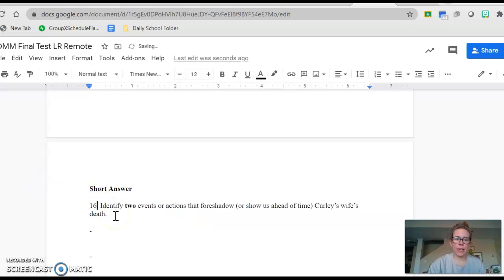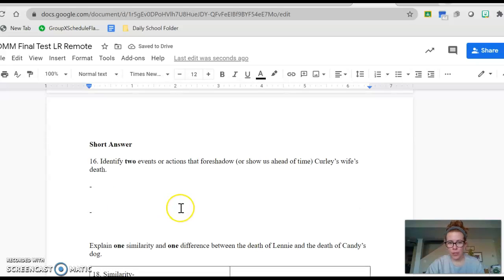Now these are just short answer. You don't have to write complete sentences or anything, just a couple of words. So number 16, identify 2 events or actions that foreshadow, and you guys remember foreshadow means to show us ahead of time, kind of like a hint or a clue, that Curly's wife would die. All right, so what are 2 events or actions that foreshadow Curly's wife's death? And we talked about this one in class.